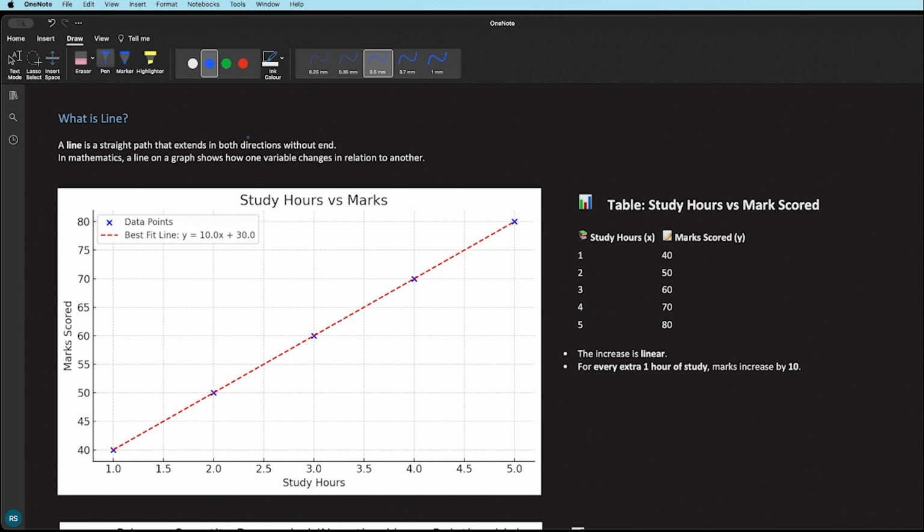And in terms of mathematics, a line on the graph shows how one variable changes in relation to another. This is a little bit tricky, so let's understand it to make it more clear and simple.